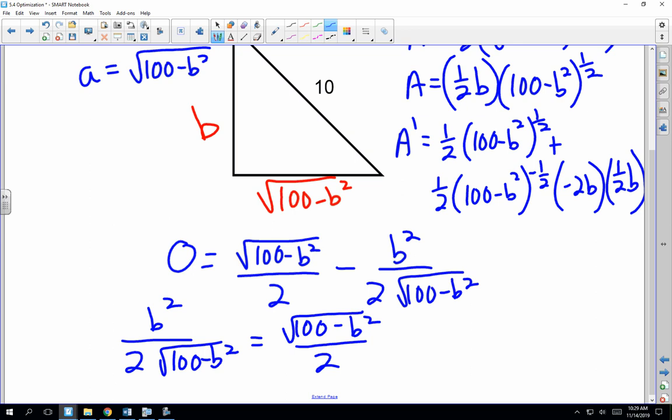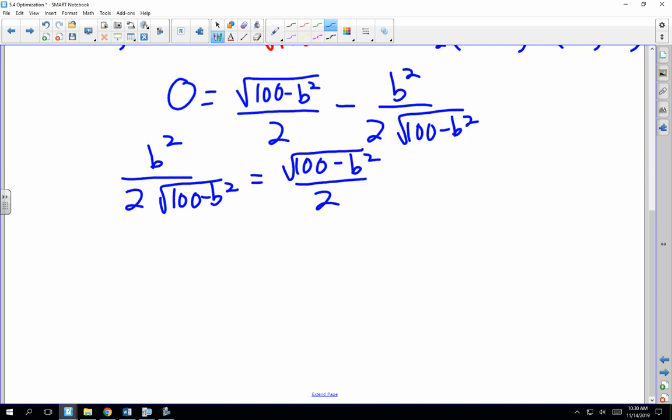Oh, by the way, we didn't talk about the domain on this. What is the domain? How about 0 to 10? Does that make sense? 0 to 10. 10 is the biggest it could be here before you lose area. You no longer have any area. 0. And it's open. So cross multiply here, the radicals get taken out.